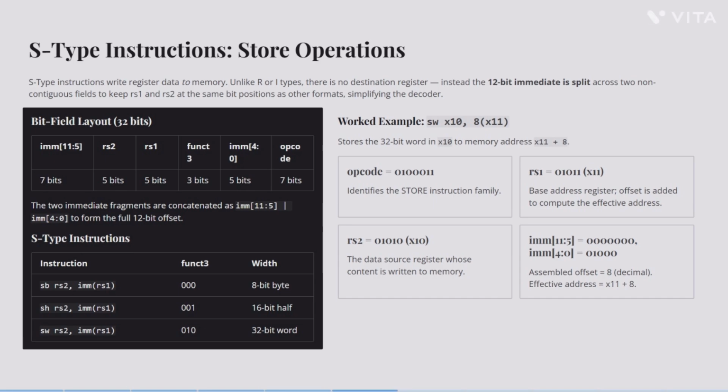This is about the store operation. And coming to store byte, store half, and store word, we have the func3 which determines which of these is done: 000, 001, and 010. It's 8-bit byte, 16-bit half, and 32-bit word.